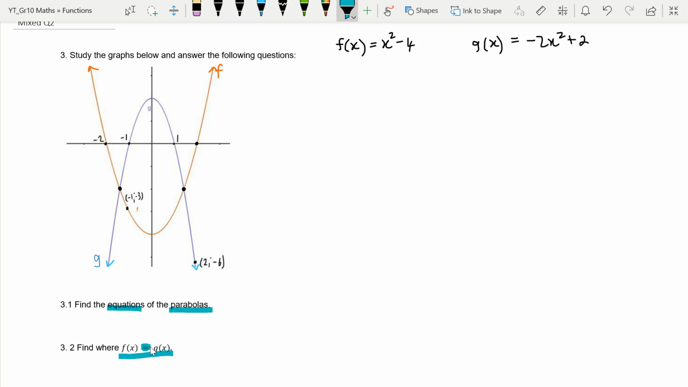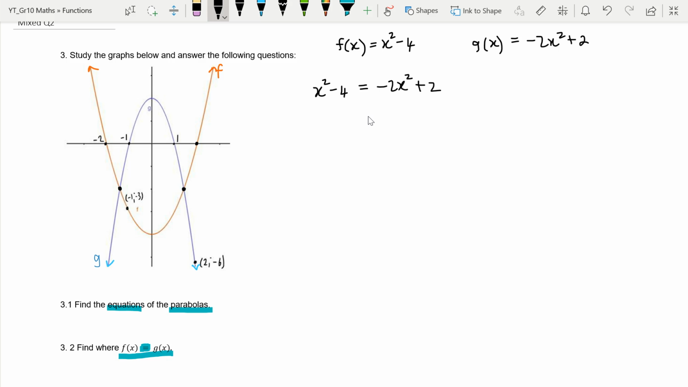We need to make them equal to each other. So we take the equation of f and we make it equal to the equation of g. And this is also quadratic equations, grade 10, so it heavily relies on our quadratic equation knowledge. Okay, let's see how we're going to solve this one.